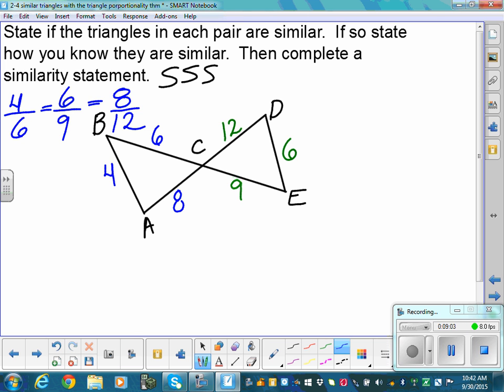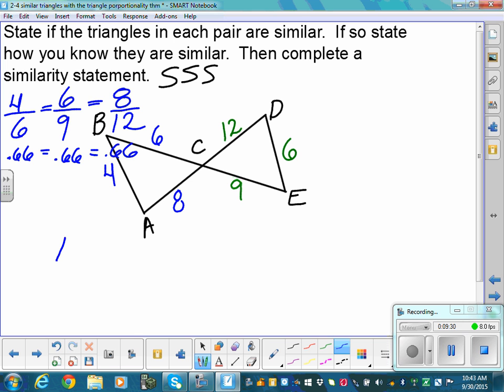Now do that on your calculator. 4 divided by 6. What do you get? Everybody should do it. What is it? 0.66. Okay? 6 divided by 9. 0.66. And 8 divided by 12. You're sure you checked them all? Okay, awesome. Are those the same? Yes. So by side, side, side, these are similar.